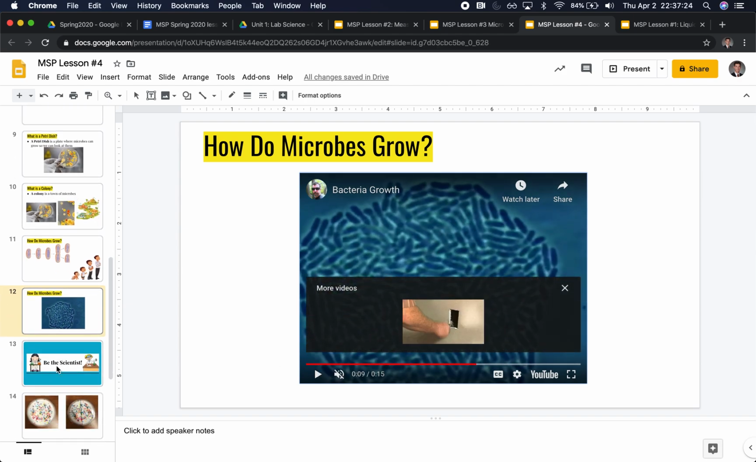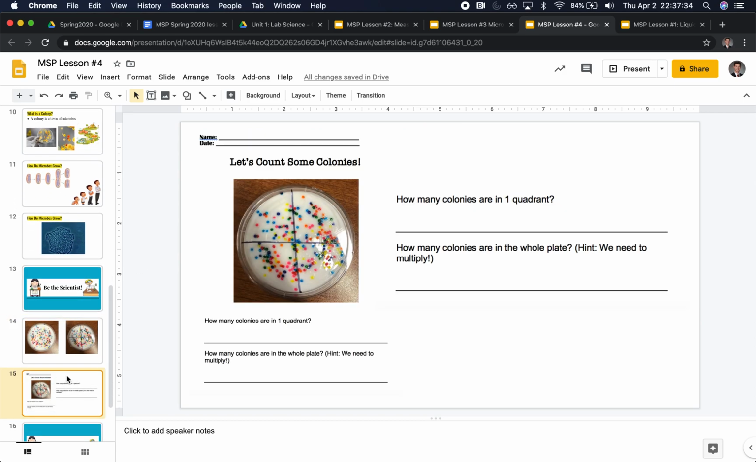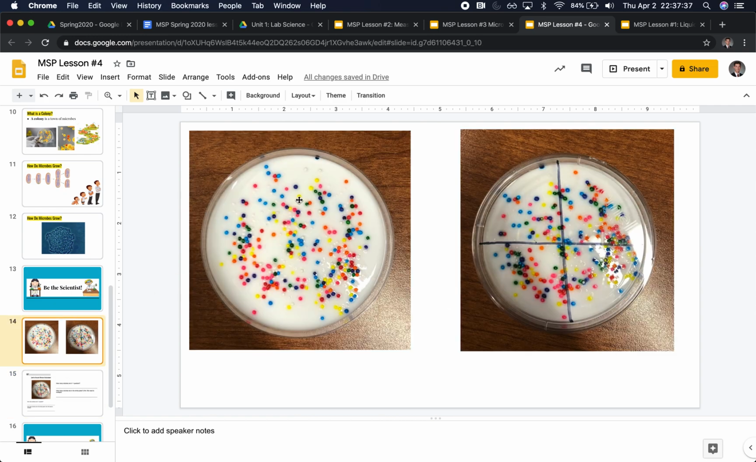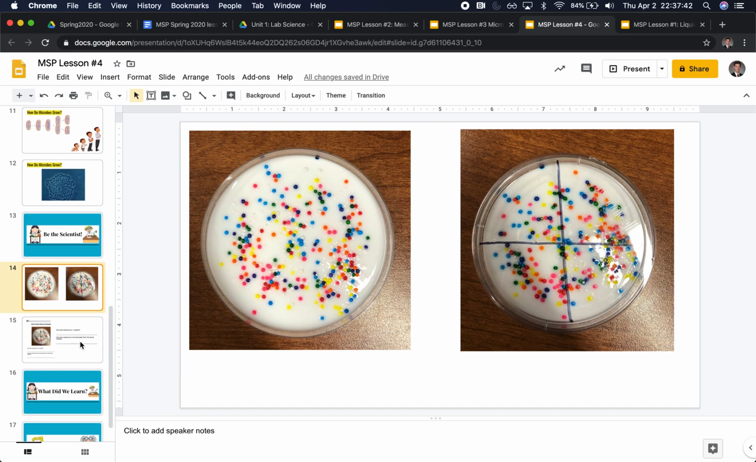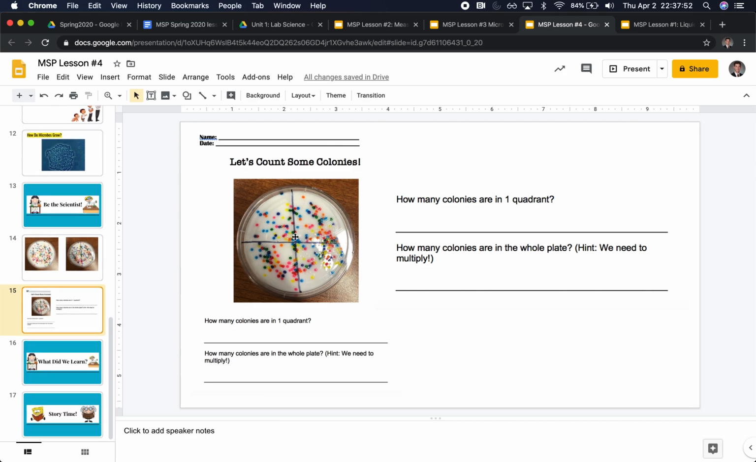Great. So then I start the activity. So here's some pictures. This is the petri dish, with the cross on it, and these little sprinkles are colonies. I'm not sure how they got it to not bleed like this. Maybe adding the glue and letting it dry, and then adding the sprinkles on top would be good. So then they get this worksheet, and then you have them count one of the quadrants. And then some of the students will understand, if I count one quadrant and then multiply by 4, I'll have a good estimate. Some will just try to count all of the bacteria.